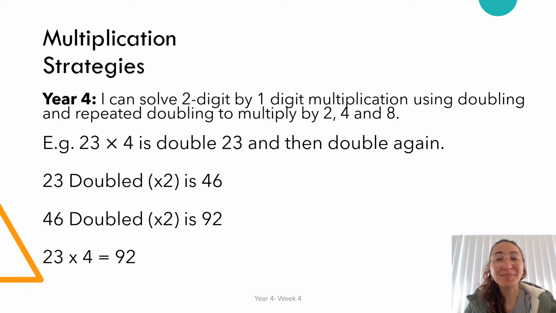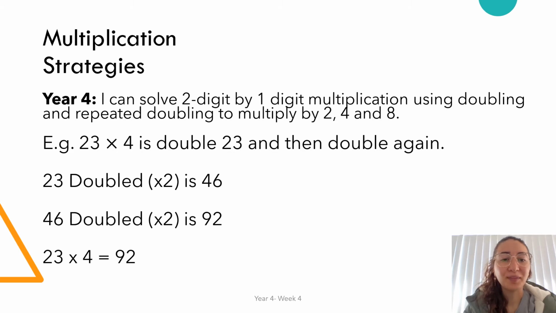Hi guys, welcome to Maths for Wednesday. The strategy we're going to be doing today is very familiar to you. Well, the term doubling is very familiar. We're going to be using our knowledge of doubling to multiply by 2, 4, or 8. And let's read the learning goal to see what I mean.